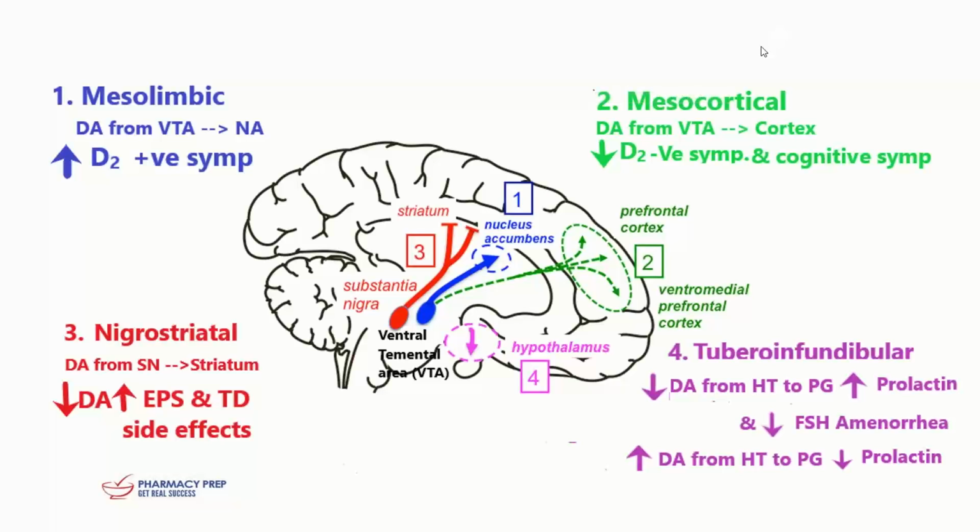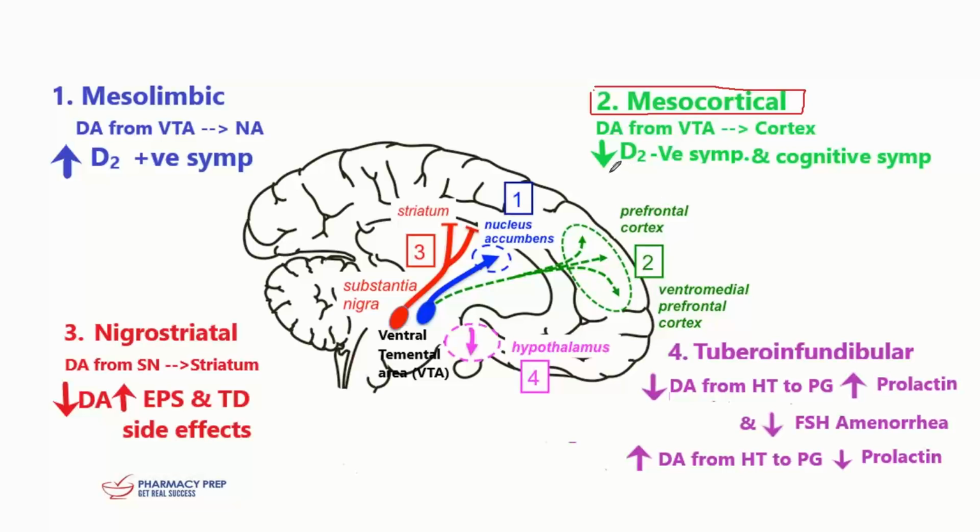And then the second pathway is the mesocortical pathway. It sounds like mesolimbic, but it's not exactly the same. The green colored pathways project from the ventral tegmental area, VTA, to the cortex, specifically the frontal cortex, including the prefrontal cortex and also the ventromedial prefrontal cortex. So this is the area where these dopamine neurons project.